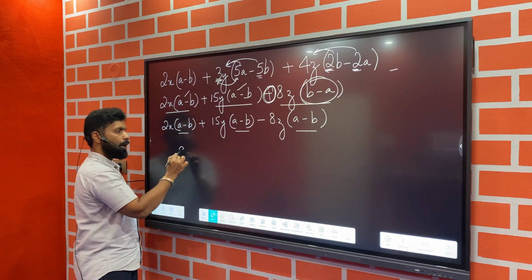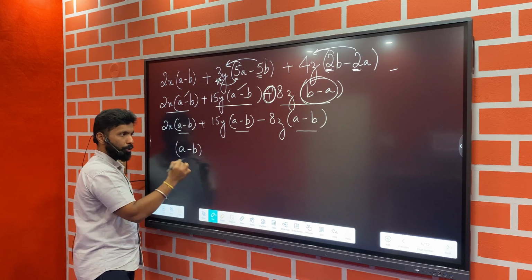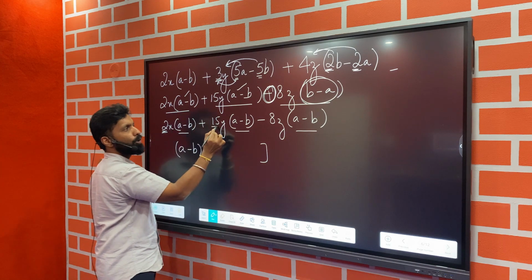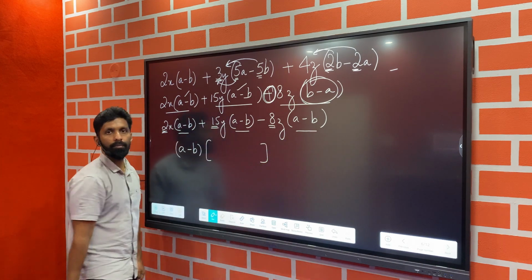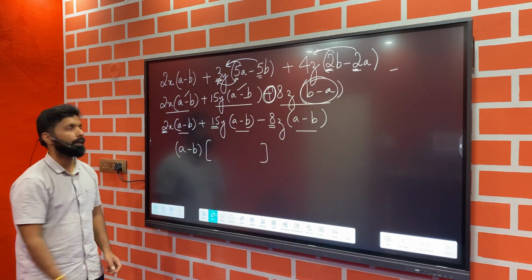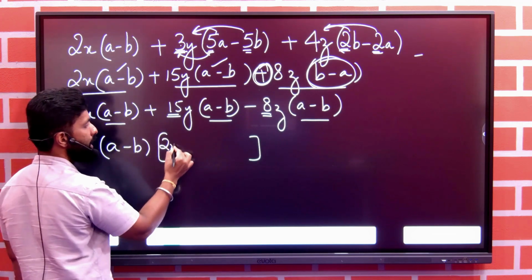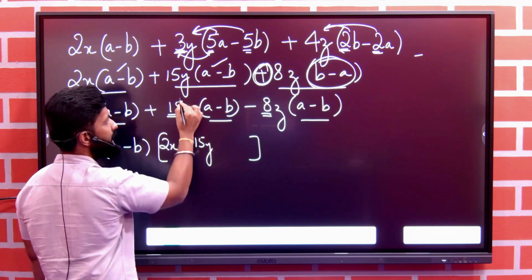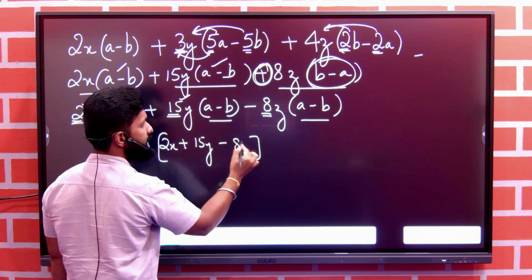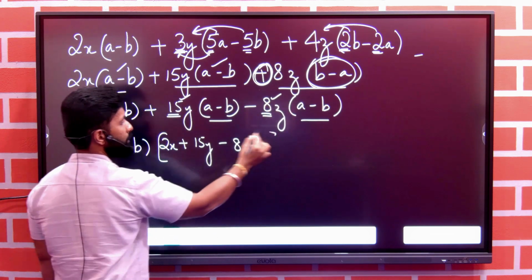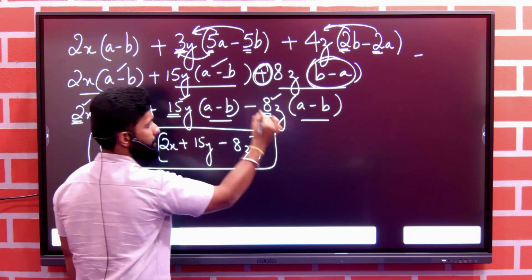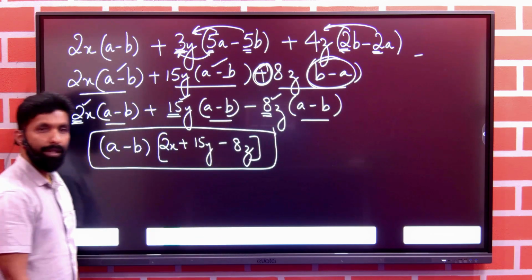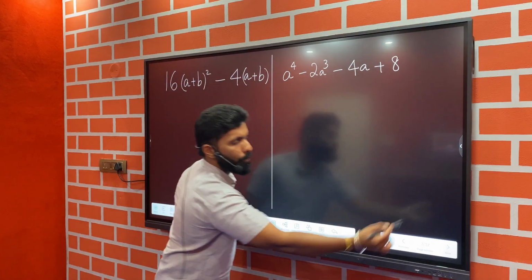Yes. Quickly take a minus b common throughout. But is there anything common between 2, 15 and 8? Nothing, right? Nothing is common. So directly write 2x is remaining here, plus 15y is remaining here, minus 8z is remaining here. This is your final answer. That's your final answer, right? Okay, so let's do more questions.